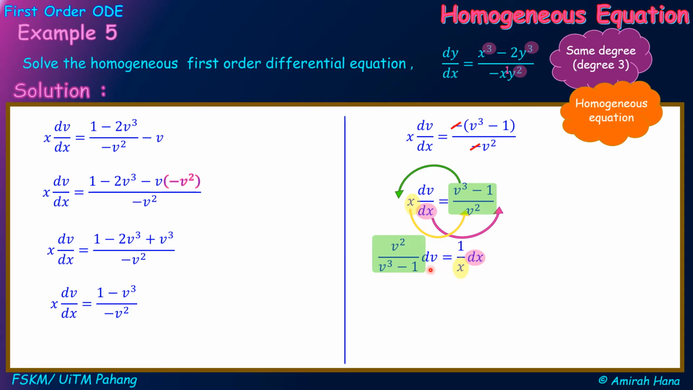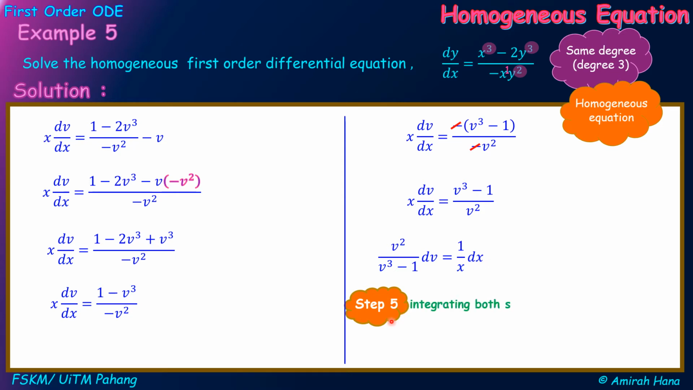Right? We no need to move dv here because our goal is we want to write terms containing v and dv on the left-hand side, and on the right-hand side we want to write terms containing x and dx. Right? Right, then we continue with step 5. Okay? At this point, we succeeded in separating variables v and x. Right? So we continue with step 5.